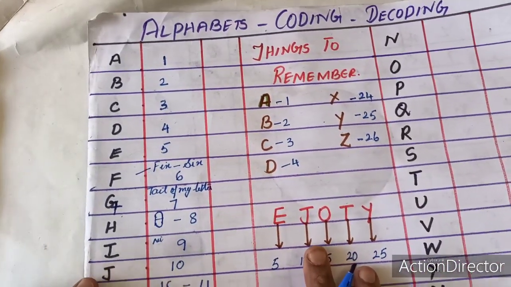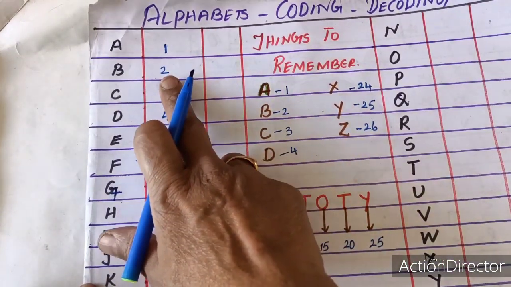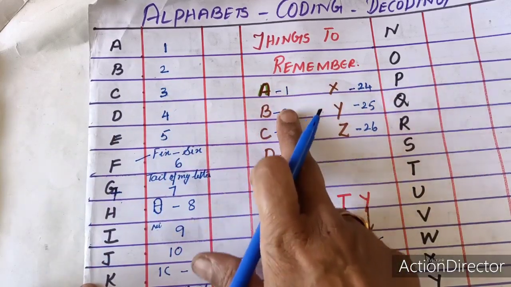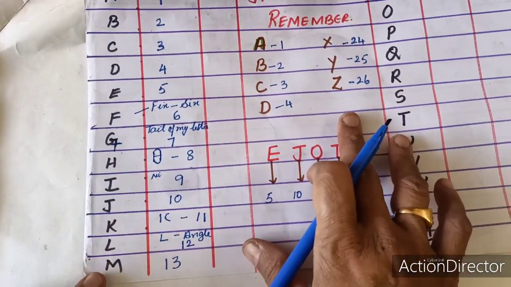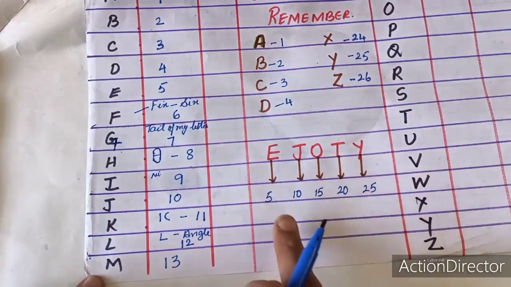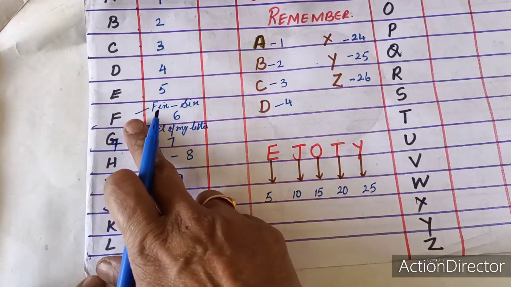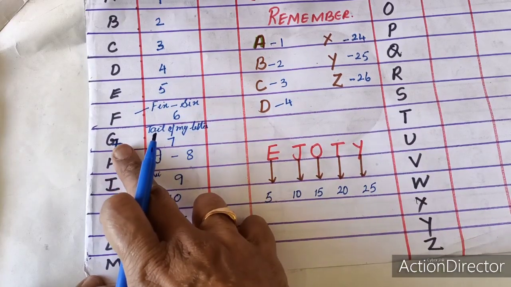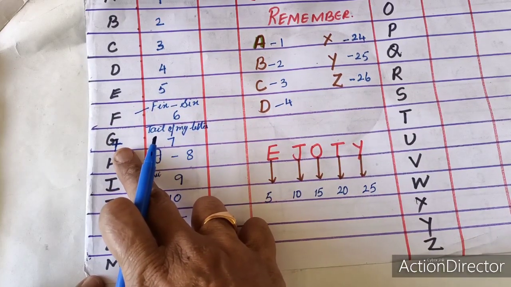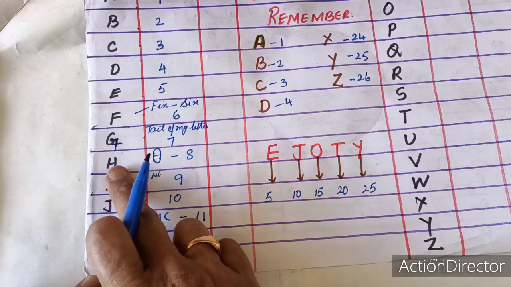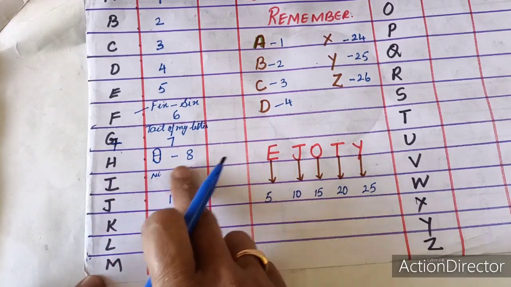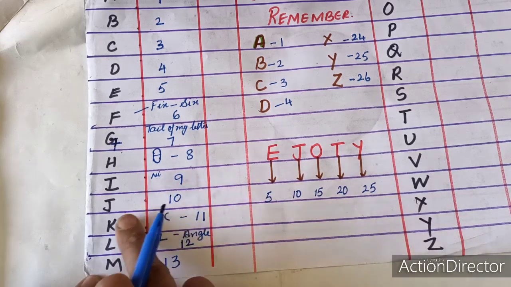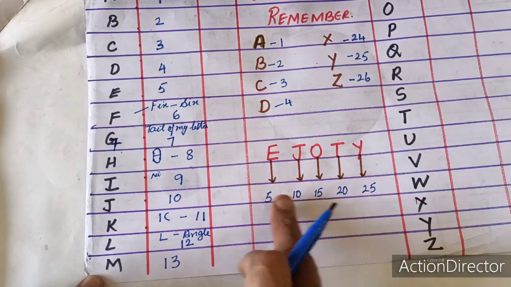So let me repeat. A stands for 1, B stands for 2, C 3 and D 4, as I told you to remember here. And coming to E, it is from Ajoti, 5. And coming to F, if you remember the word fix, you can remember 6. And coming to G, you can remember the tail of my letter, that is 7. H, if you close it, it looks like 8. And I sounds like 9, and so it's 9. J, again it's from Ajoti, 10.